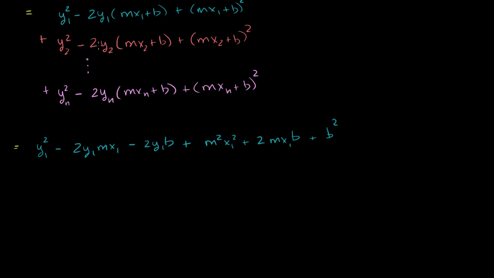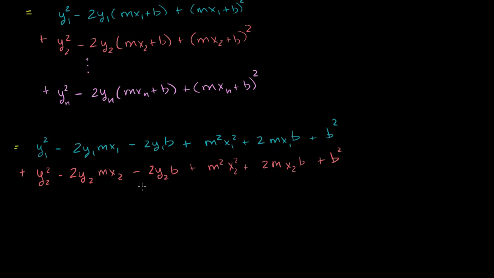And we're just going to do that for each of these terms, or for each of these colors, I guess you could say. So now let's move to the second term. Plus, it's going to be the same thing, but instead of y1s and x1s, it's going to be y2s and x2s. So it is y2 squared minus 2y2mx2 minus 2y2b plus m squared x2 squared plus 2 times mx2b plus b squared. And we're going to keep doing this all the way until we get the nth term.